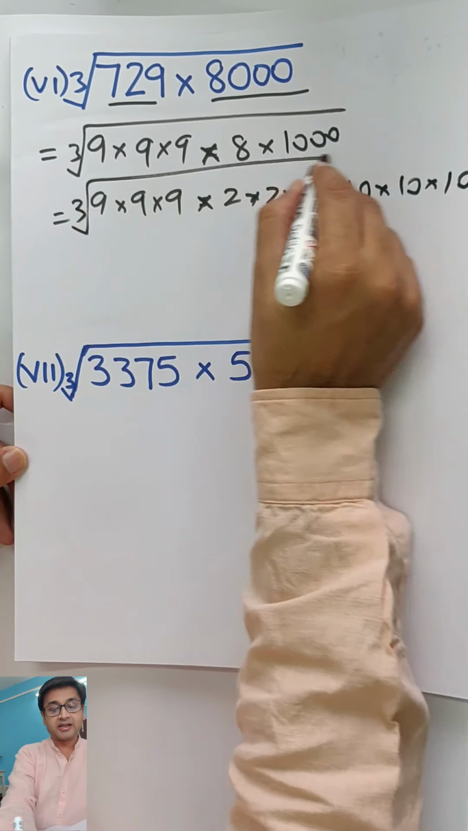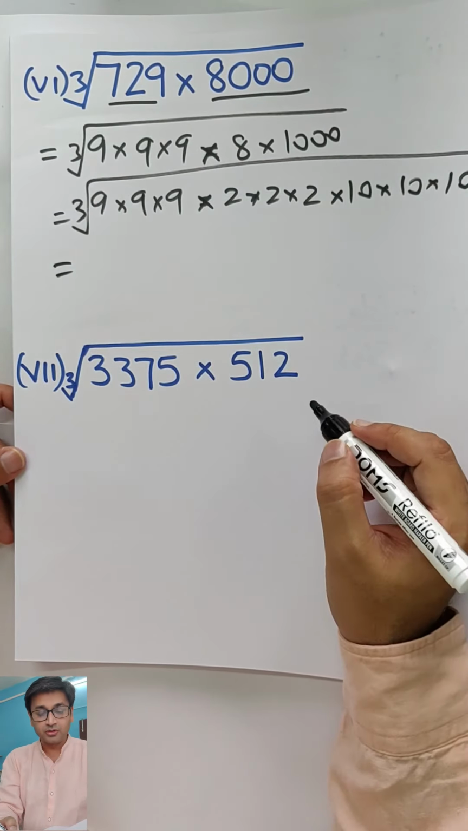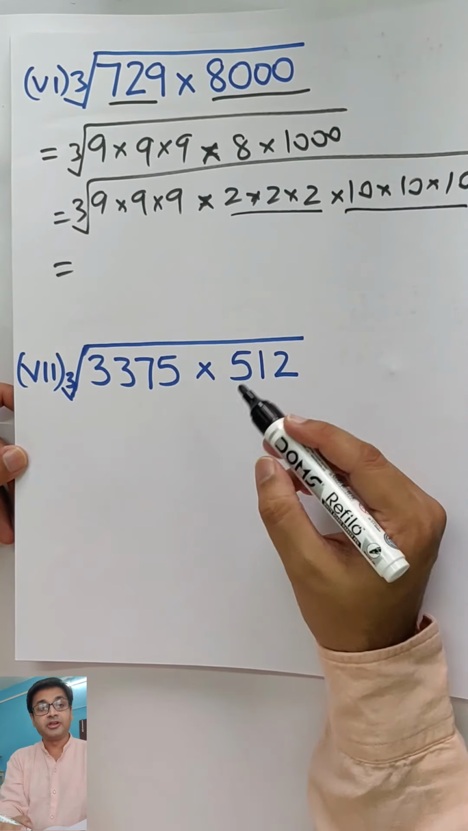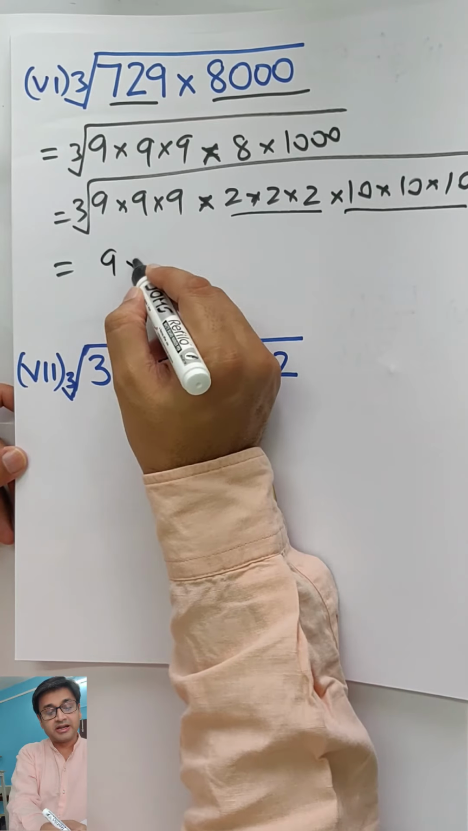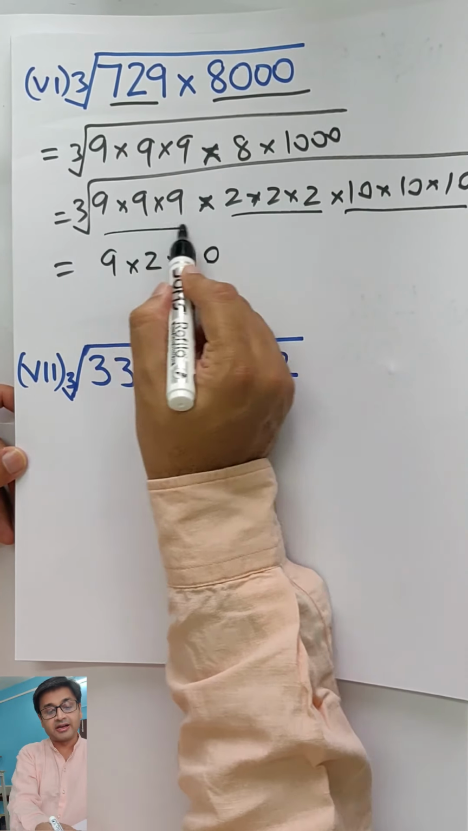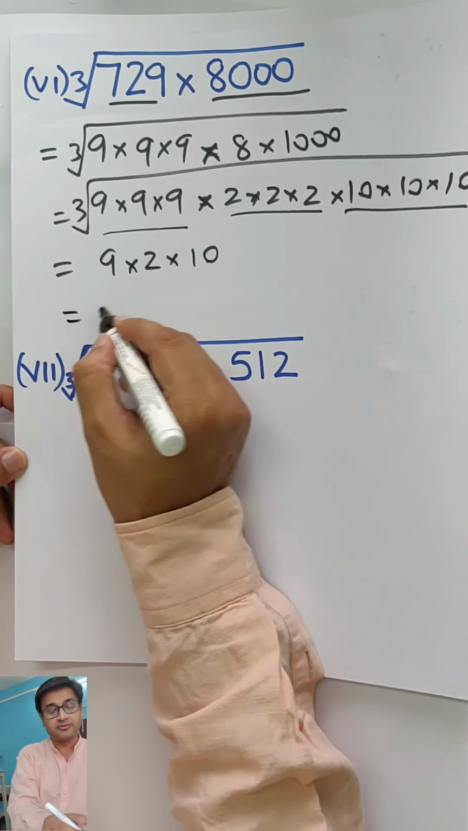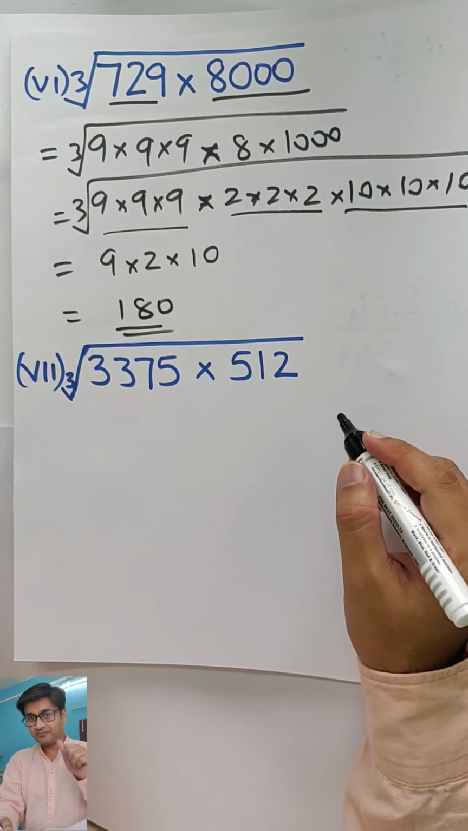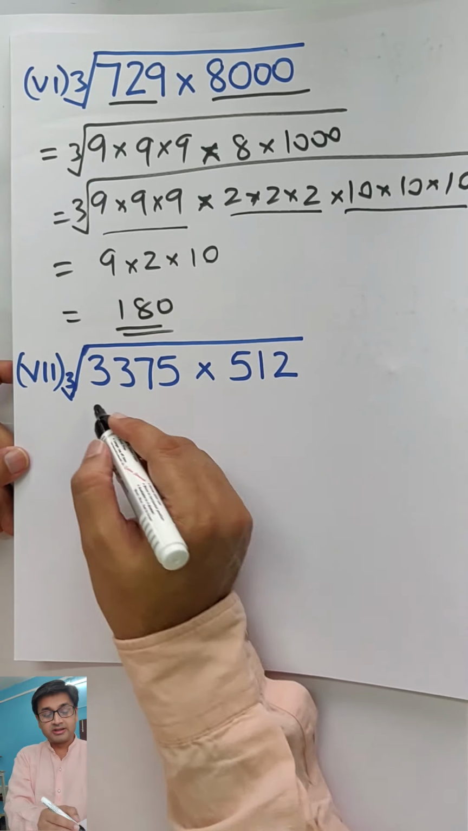So directly tackling 8000, if it is a problem for you, split that 8000 as 8 into 1000. And then your life can become very much easy. So finally 9 into 2 into 10. 1 9 comes out, 1 2 comes out and 1 10 comes out. So 180. How many got this on their own? Great, you're doing a lovely job.